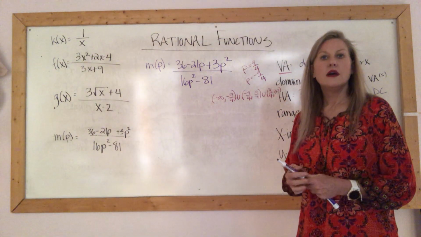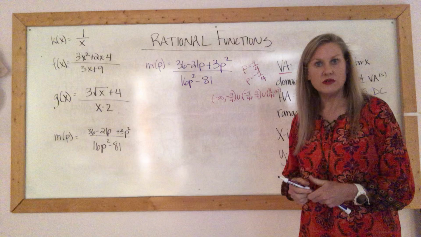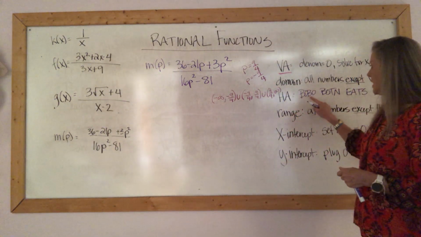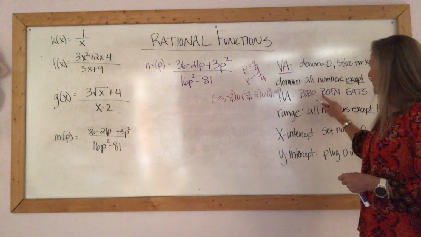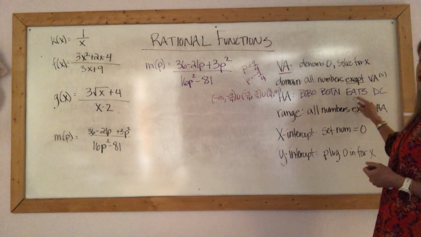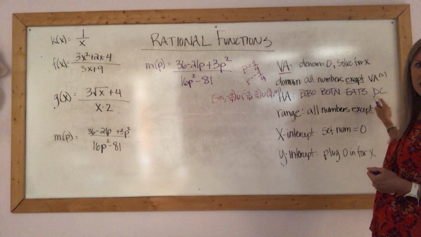To find the horizontal asymptotes, we're going to Bobo Botten eats DC it. Remember, bigger on bottom, 0. Bigger on top, none. You don't have one. Exponents are the same, divide coefficients.